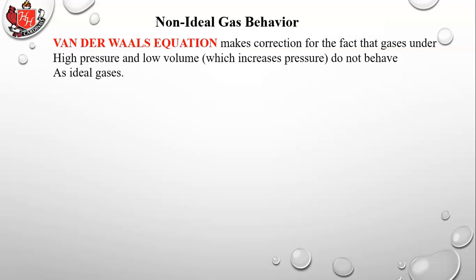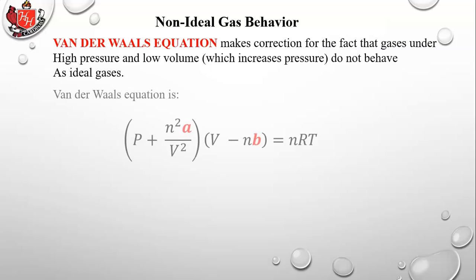The Van der Waals equation makes a correction for the fact that gases under high pressure and low volume, which increases pressure, do not behave like ideal gases. If they are under high pressure and a very small volume, they're going to tend to bump into each other. That's going to put them close to each other. They may attract each other. They're definitely going to interfere with each other, though. So you see the Van der Waals equation. I'm not going to ask you any questions on this, just to understand the concept.